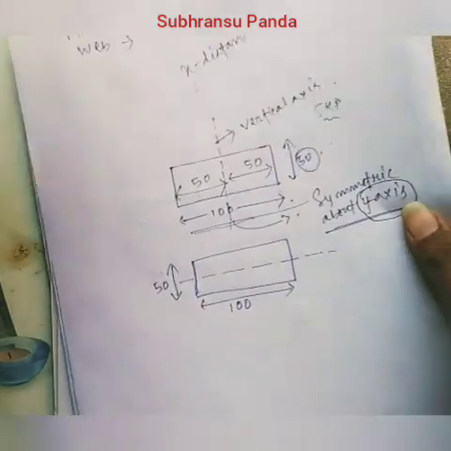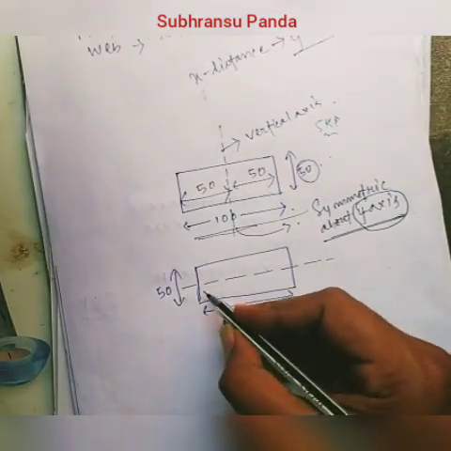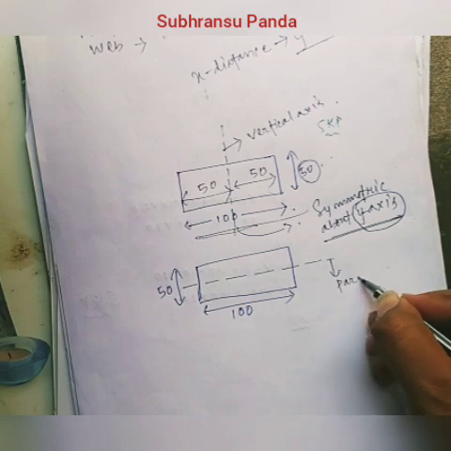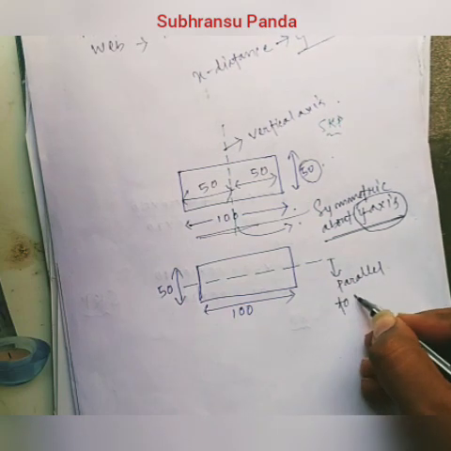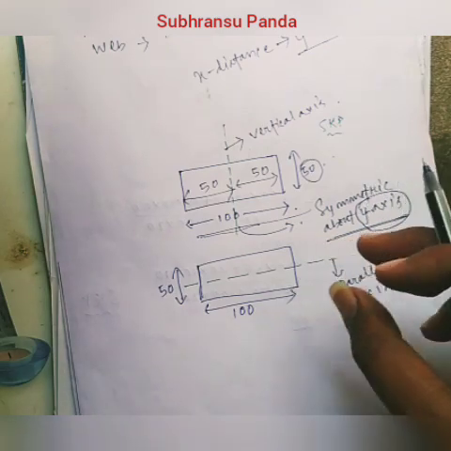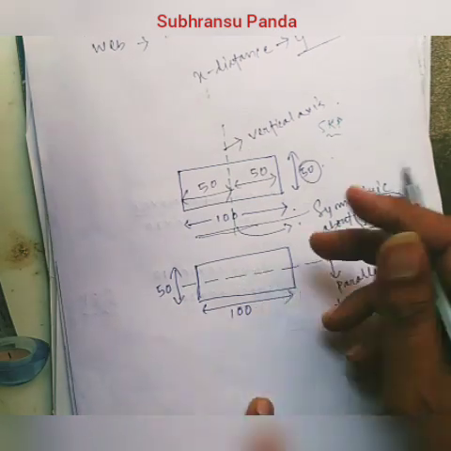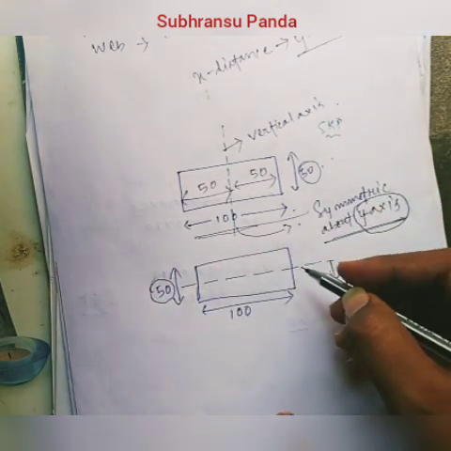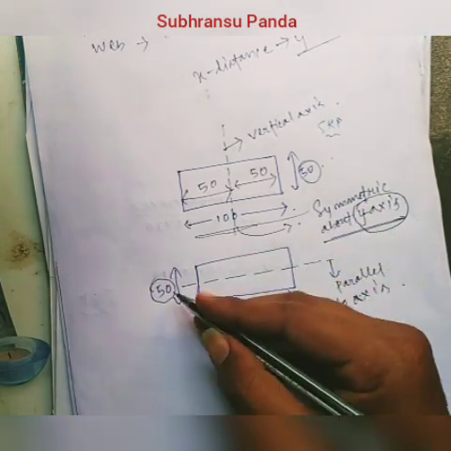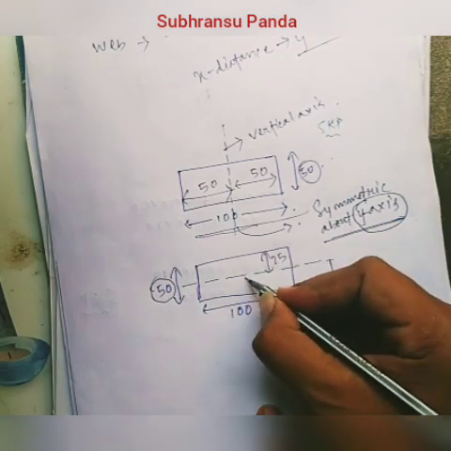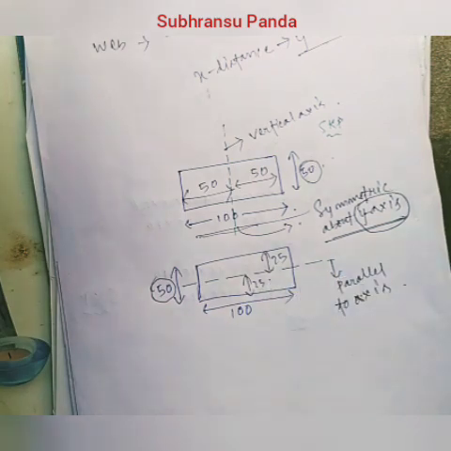Similarly, in this figure I have drawn the symmetric axis parallel to the x-axis. What does it mean? It will divide the height. Here the height is 50, so it will divide the height into two equal parts. So the upper part will be 25 and the bottom part will be 25. Like this, symmetry of a section is checked.